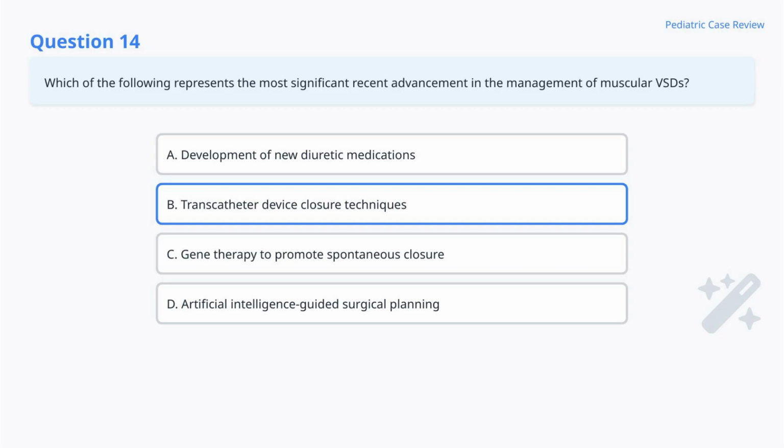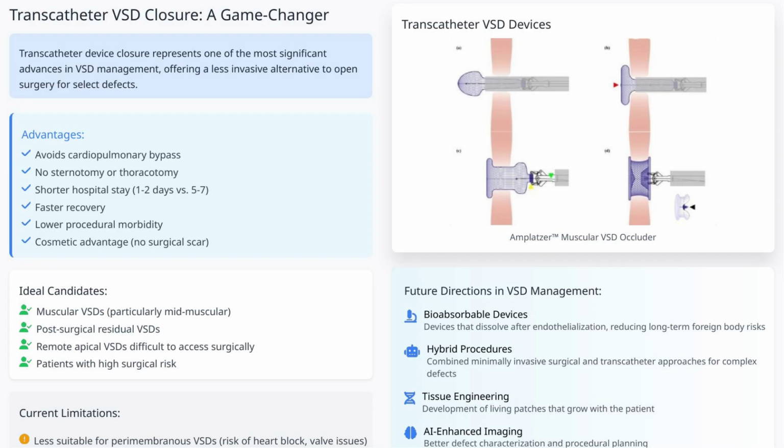Which of the following represents the most significant recent advancement in the management of muscular VSDs? Your options are A. Development of new diuretic medications. B. Transcatheter device closure techniques. C. Gene therapy to promote spontaneous closure. Or D. Artificial intelligence-guided surgical planning. Consider the technological innovations that have changed how we approach certain types of VSDs in recent years. The correct answer is B.